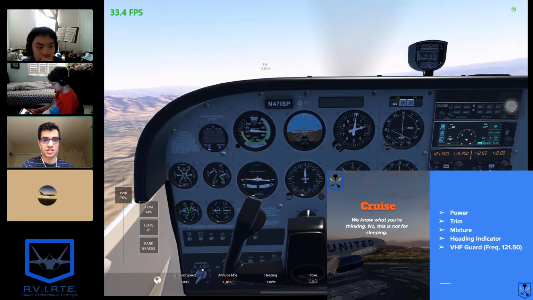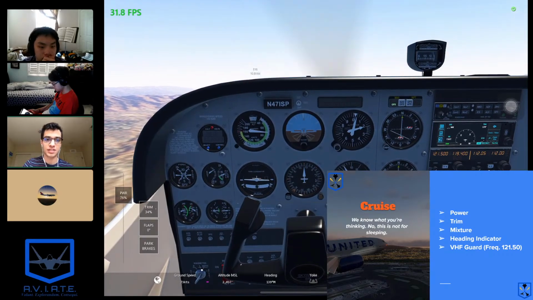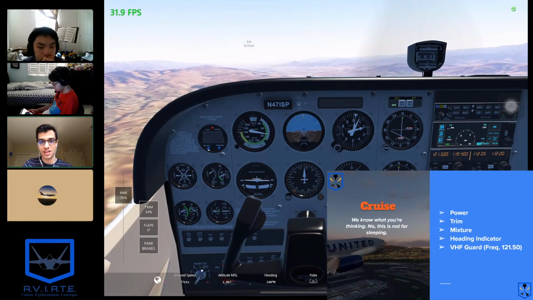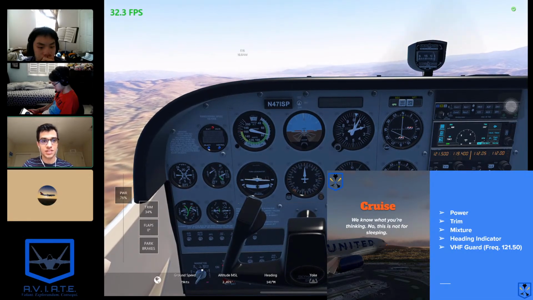I apologize for interrupting, but I think we can talk about the vertical speed indicator here while setting trim. How you can maintain level flight with the zero. Do you want to talk about that real quick, Stephen?